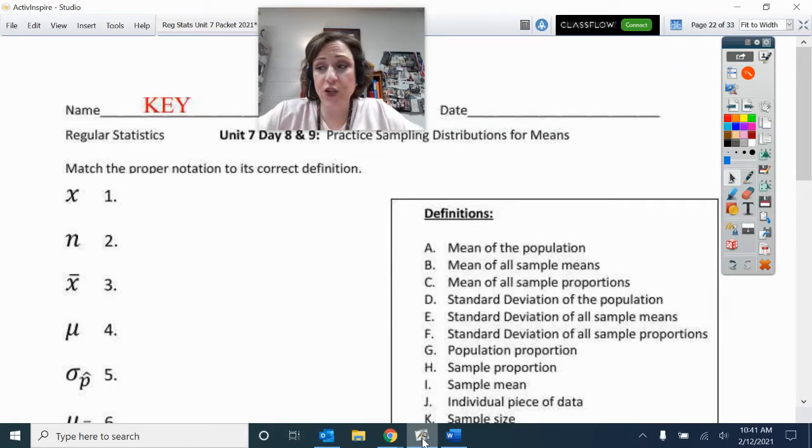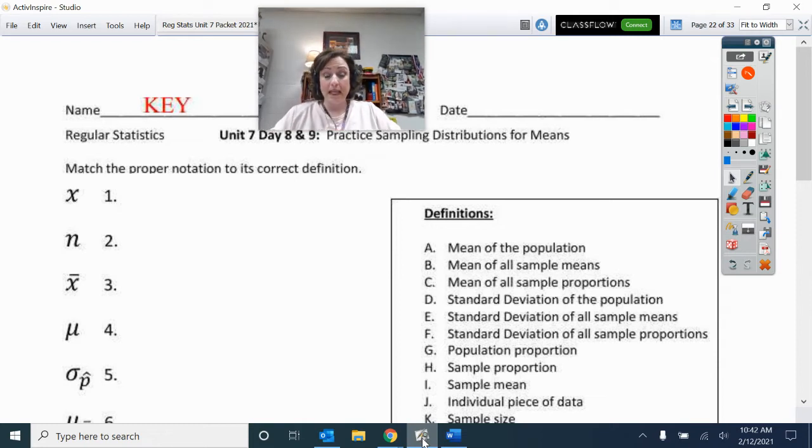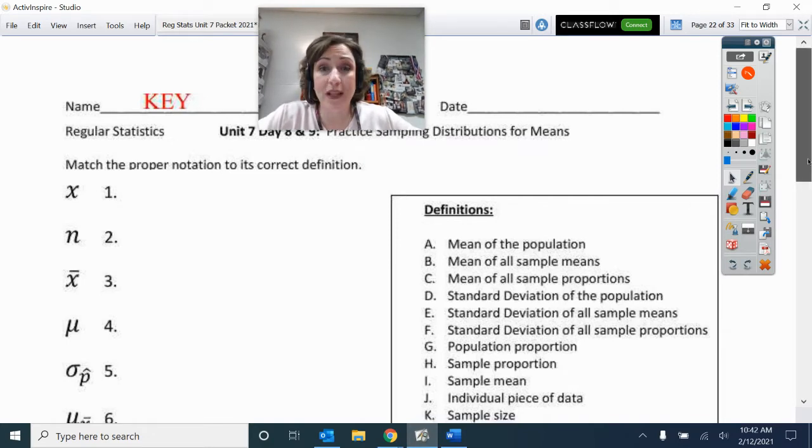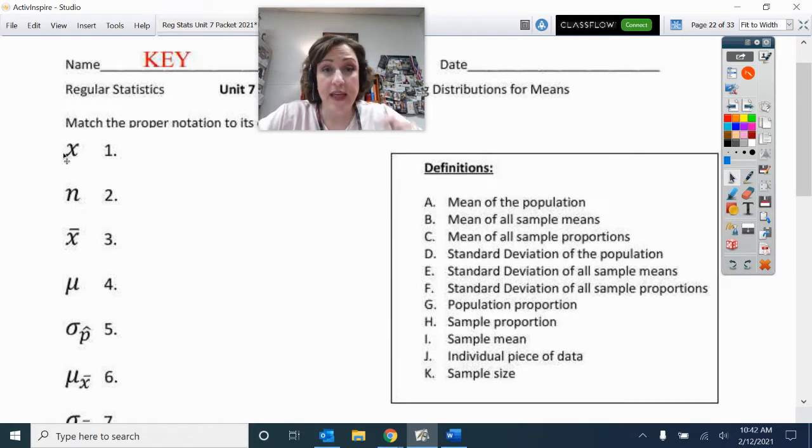All right, let's see how you did on your notation, okay? Because it is, again, really important that you understand what's happening and what all these letters represent. Okay, so here, this first one, a regular old plain X, is that individual piece of data. So that's J, that individual piece of data. N is your sample size, depending on what size samples you were taking. So that is K. Yep, sample size.